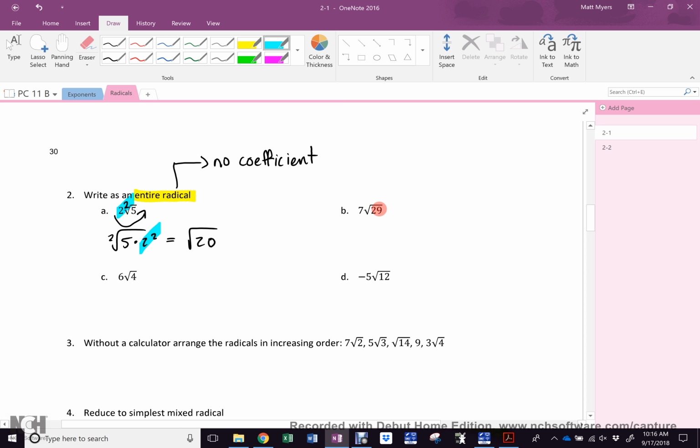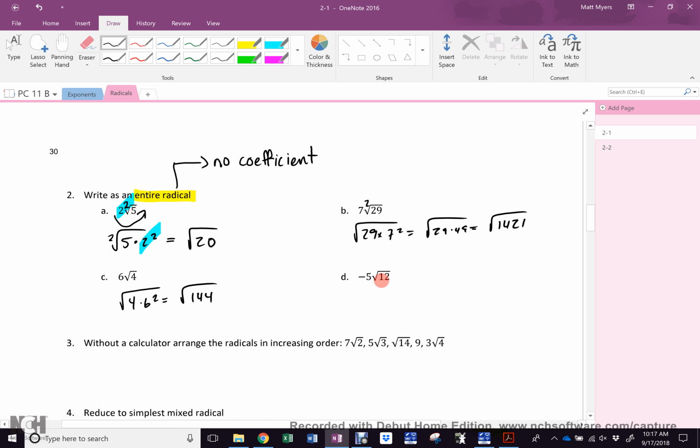Okay, so what can we do here? There was a 7 out front. There should be a little 2. So what does this become? 2 times 9 times what? 7 squared, which is 2 times 9 times 49, which is 1,421. Everybody cool? Great. What's C? Square root of 4 times 6 squared, which is the square root of 144.